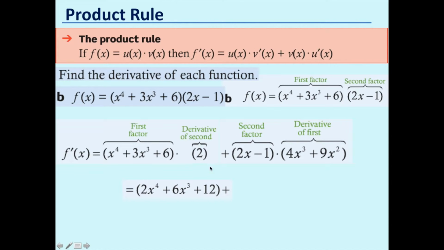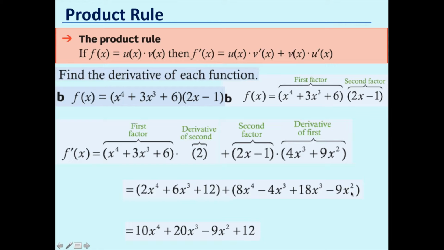So we can expand the first part here and the second part here, which is going to give us 8x to the power 4 minus 4x cubed plus 18x cubed minus 9x squared. If we tidy that all up and simplify, we end up with this: 10x to the power 4 plus 20x cubed minus 9x squared plus 12.